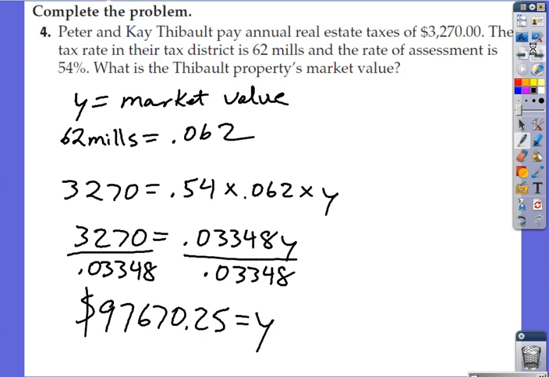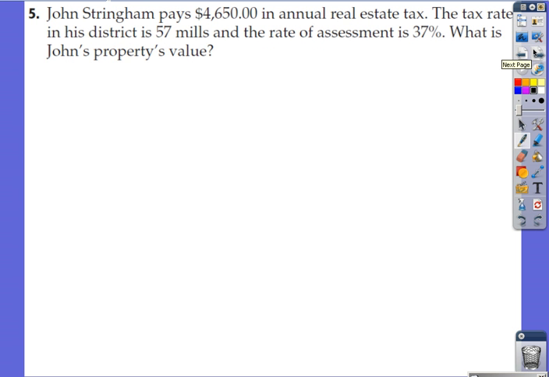Okay, one more example. John Stringham pays $4,650 in annual real estate tax. The tax rate in his district is 57 mills, and the rate of assessment is 37%. What is John's property value? Again, press pause. When you're ready to resume, press play.